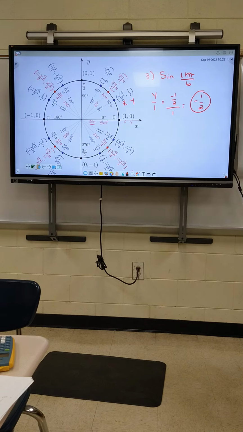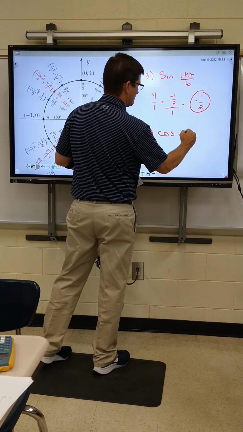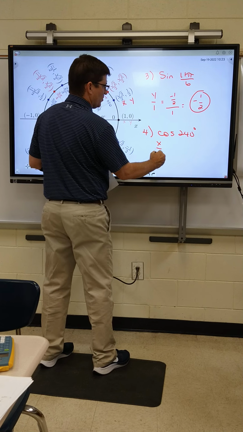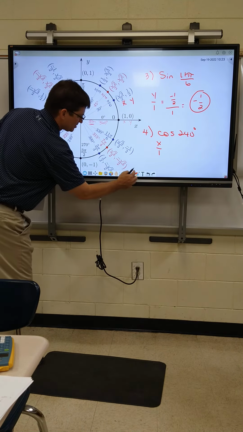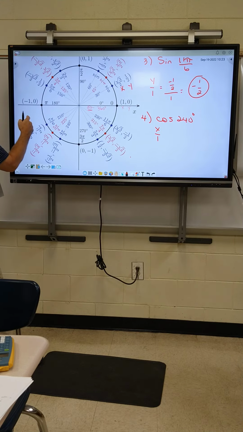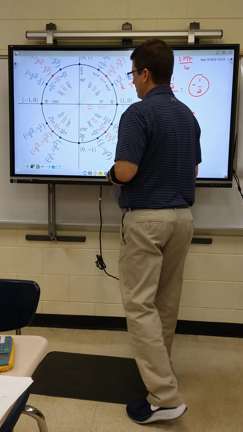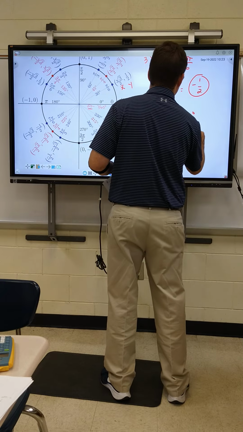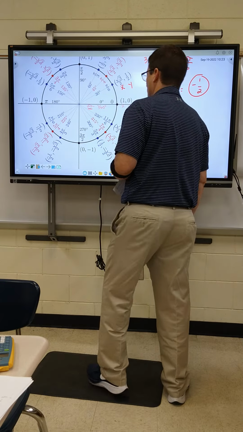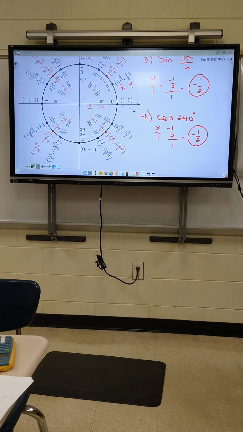All right, number 4 says cosine of 240. The formula is x over 1. Here's 240. I can't read the x. Let's raise it up. 240 is negative 1/2. So I've got negative 1/2 divided by 1, which is negative 1/2. We good? The 1 is on your formula off that sheet. All right, what else?